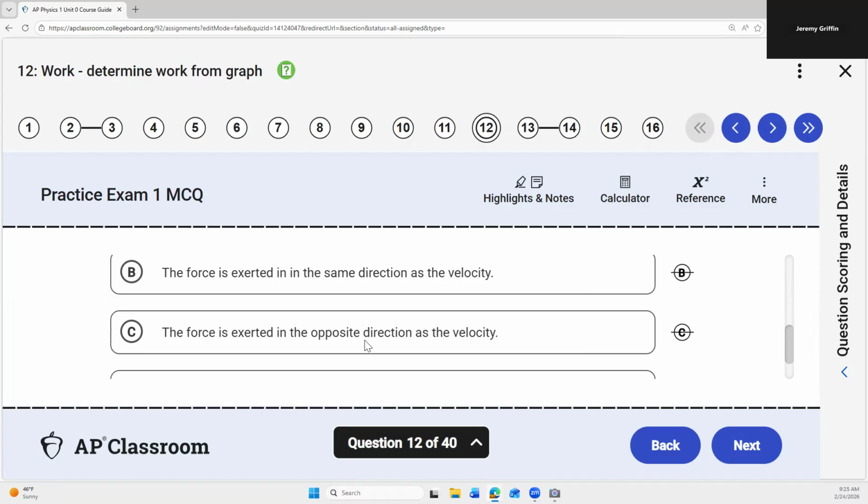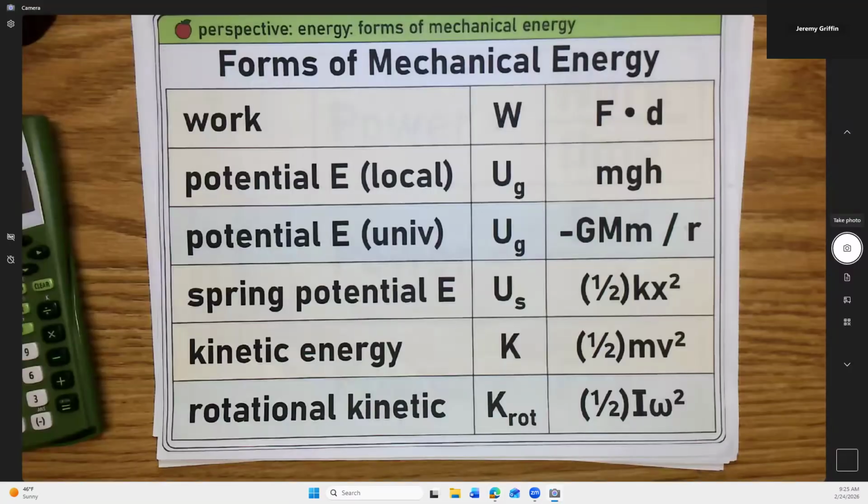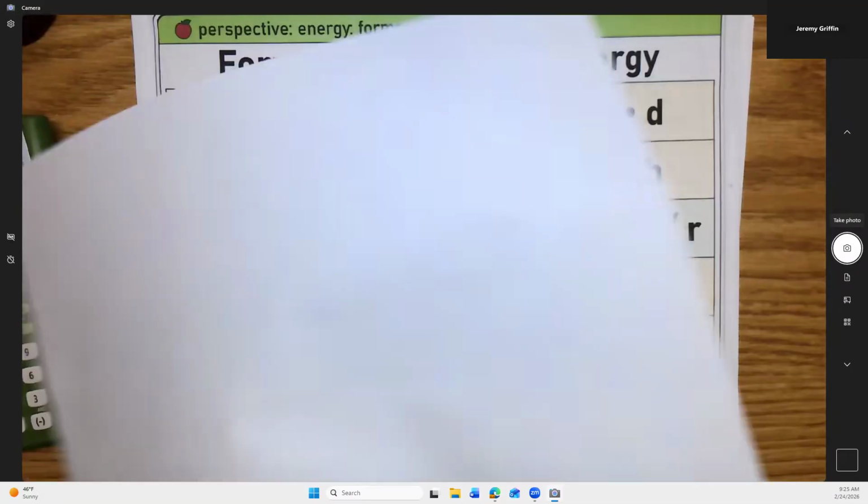C, who says the opposite? And who says D, at 90 degrees? Who says D? Okay, yeah. Now, if you're picking that one, AP also shows that. They're saying the answer is 90 degrees. I don't think that's correct, though. Right. And I'll try to show you guys why.